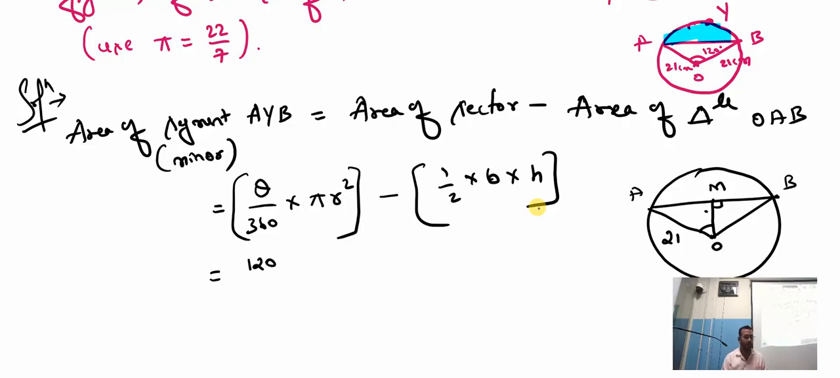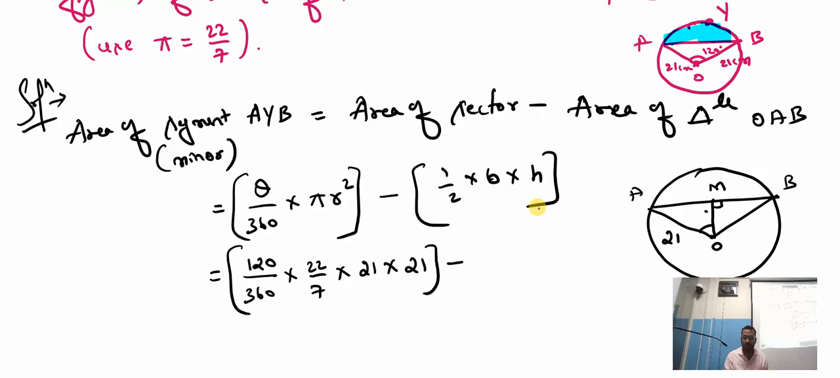So theta is 120 divided by 360, into pi value, they have told us to take 22 by 7, into radius 21 centimeter, so 21 into 21. I am going to maintain the bracket, minus half into base. What is the value of base? How much is AB? 21 root 3. Base was 21 root 3, am I right? Into height. The height was 21 by 2.